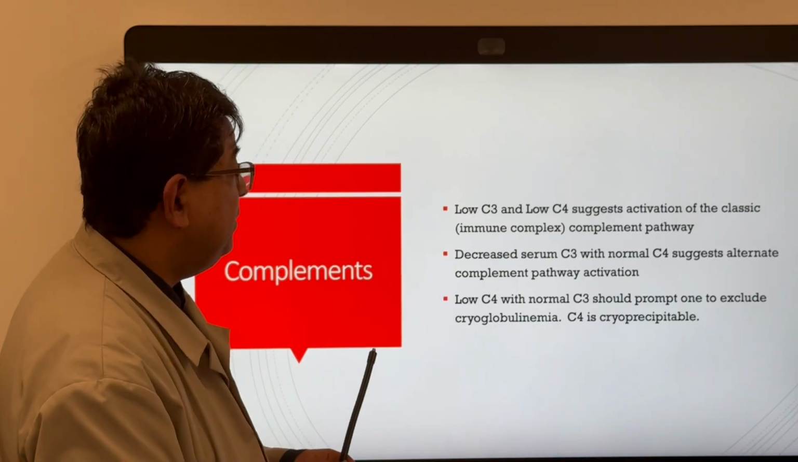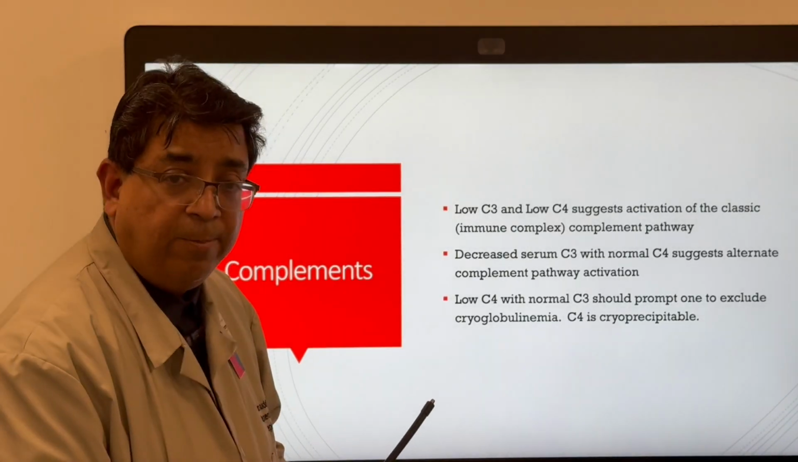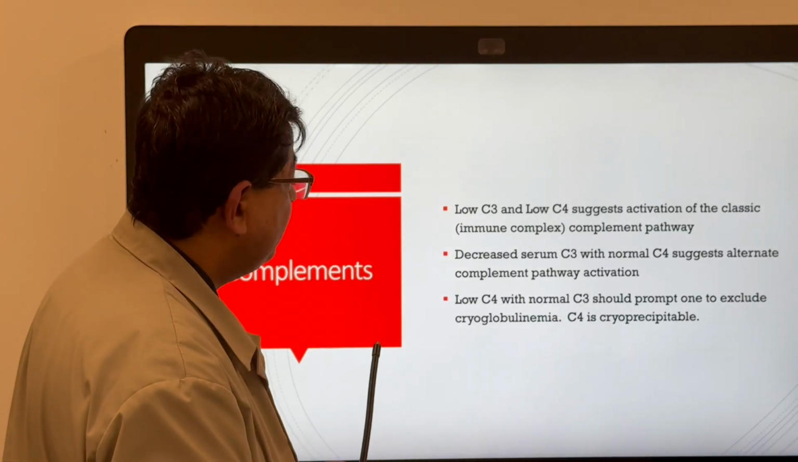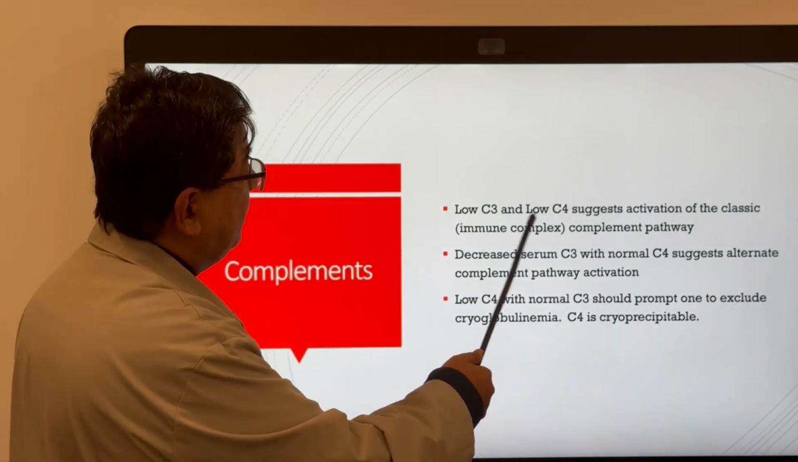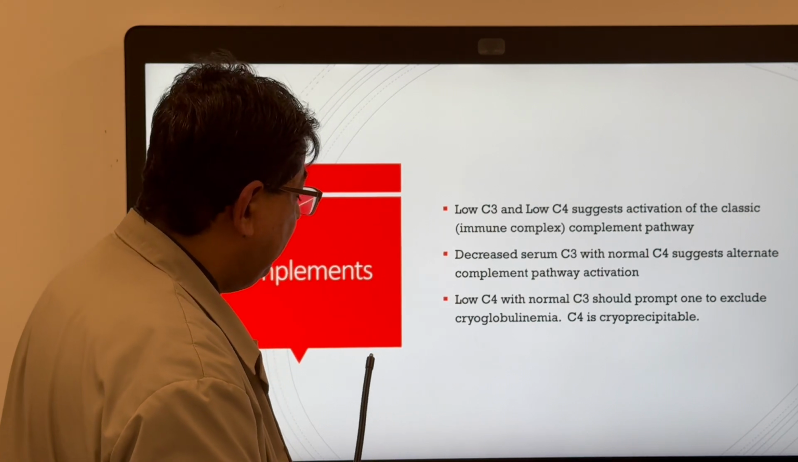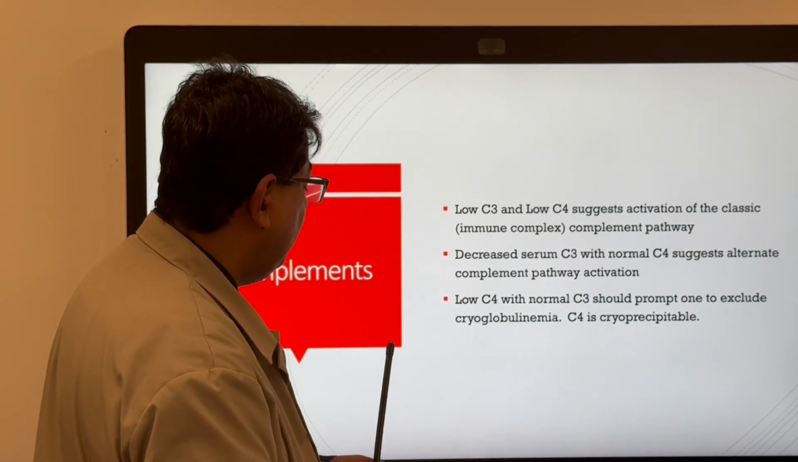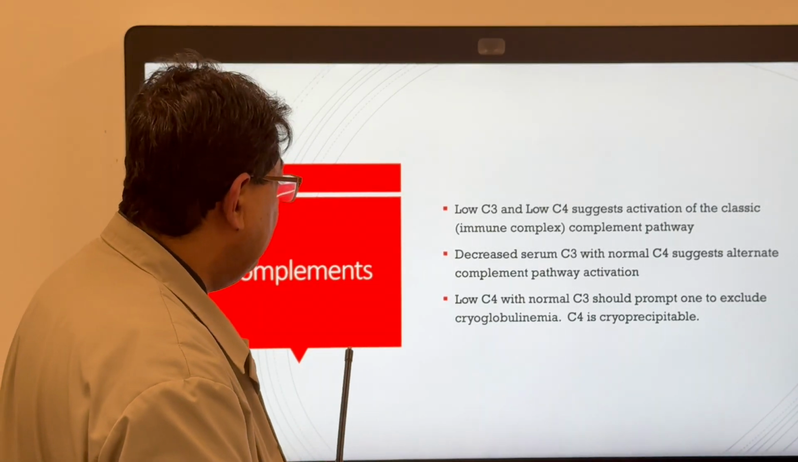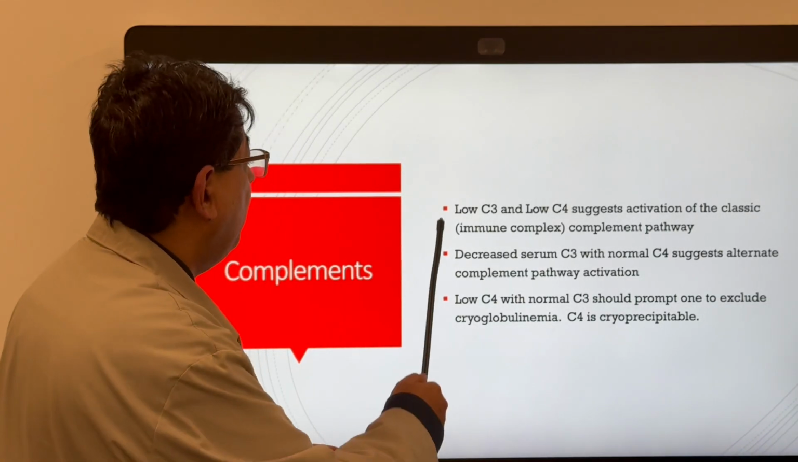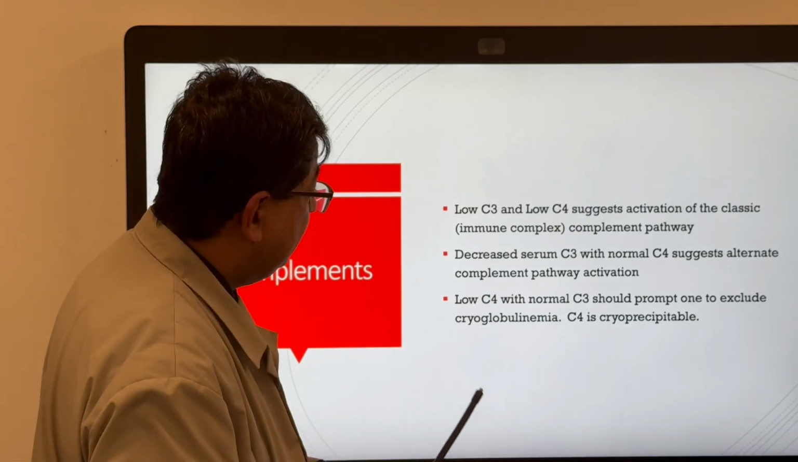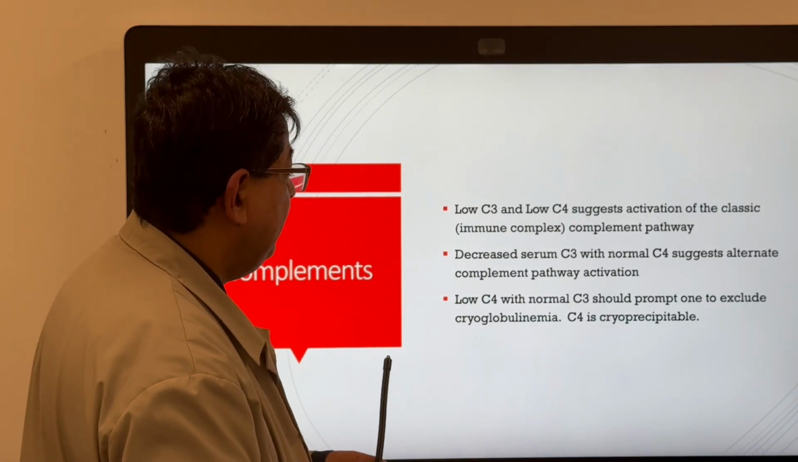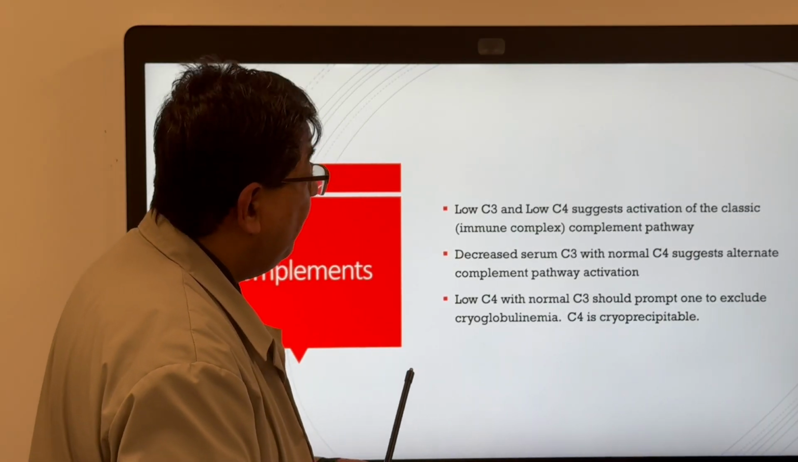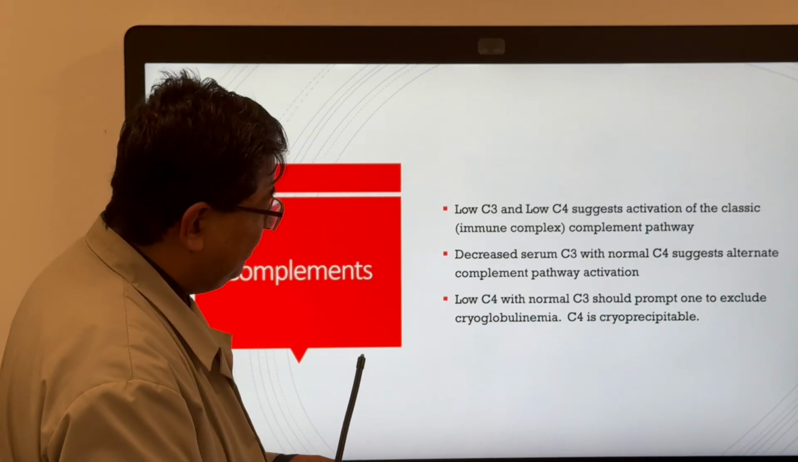So complements. How do you interpret complements? With an inflammatory autoimmune process, you're either going to involve the classic complement pathway or the alternate complement pathway, and that will determine which complement is consumed. In the classic complement pathway, both the C3 and the C4 will be low. In the alternate pathway, only the C3 will be low and the C4 will be normal. When will the C4 be low?